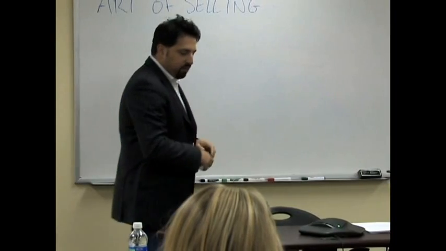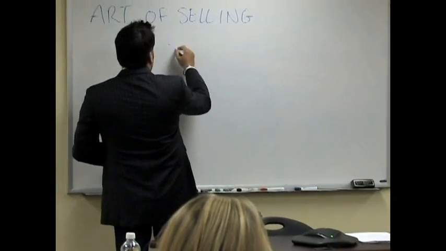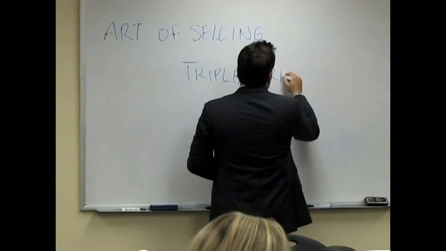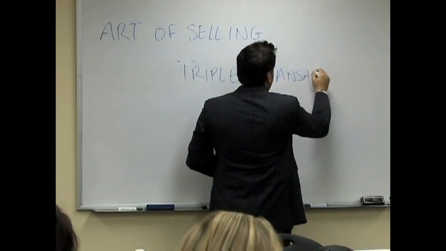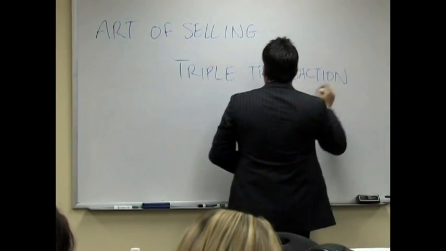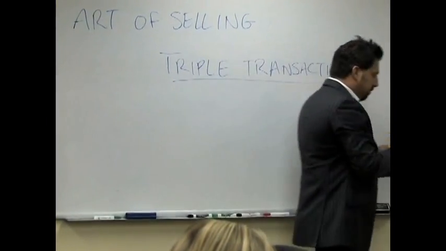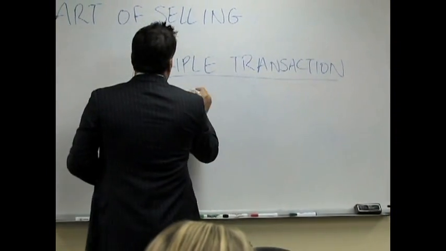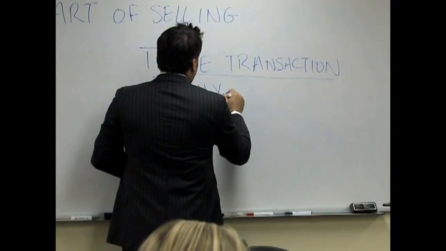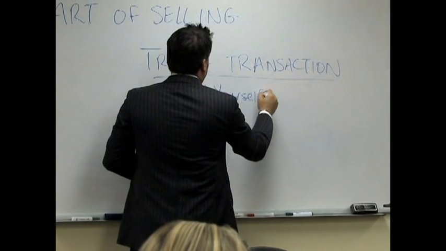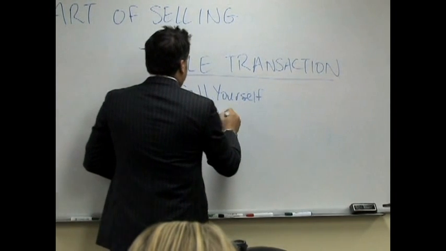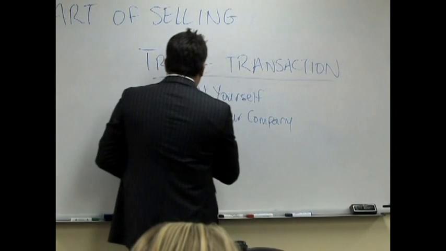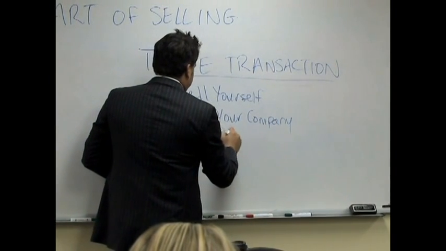Before we dive into any of that, the thing that I need you to understand first and foremost is something called the triple transaction. Okay. The triple transaction simply states the following. In order to be a successful salesperson, you need to sell yourself, sell your company, and sell your product or service last.